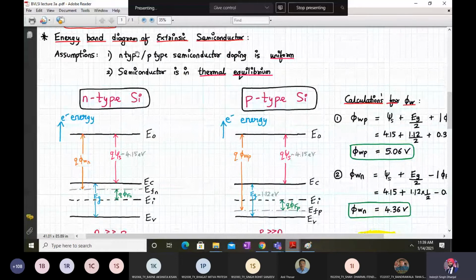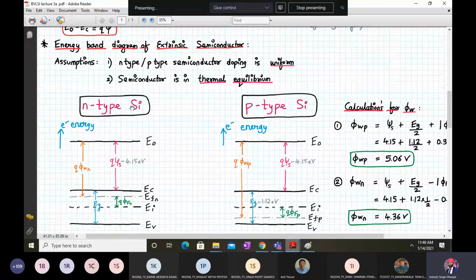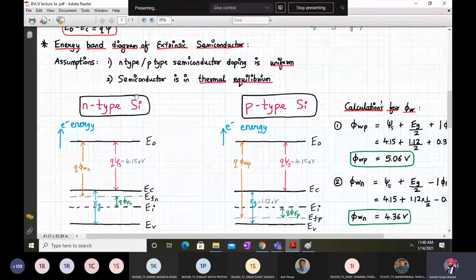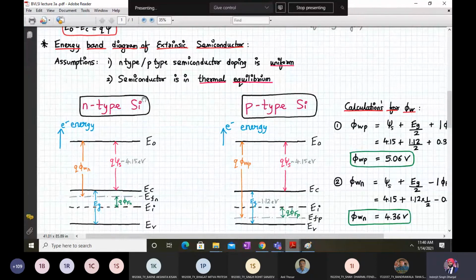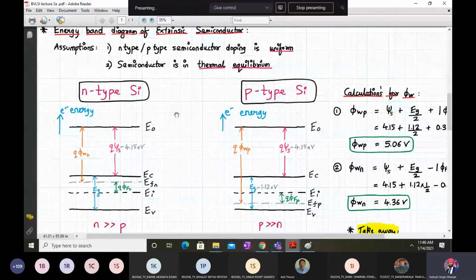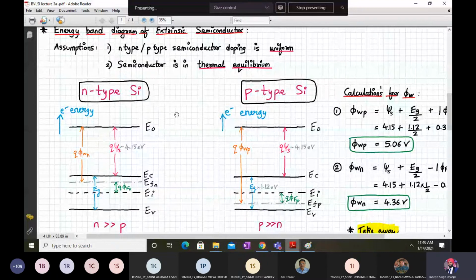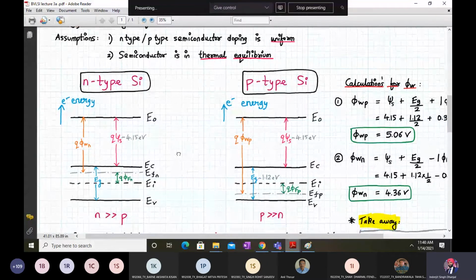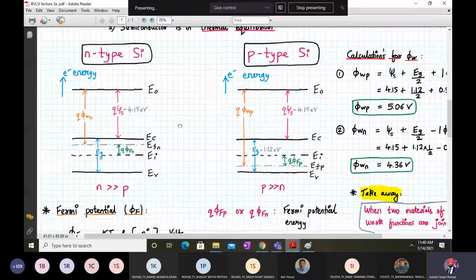Before drawing the energy band diagram for an extrinsic semiconductor, we have certain assumptions. The number one assumption is that the N-type or P-type semiconductor doping is uniform. If you have an N-type silicon material, at any point in this box the doping will be uniform, anywhere you measure it. And the semiconductor is in thermal equilibrium. These are the two assumptions we are making in drawing the energy band diagram for N-type silicon. So let us start.